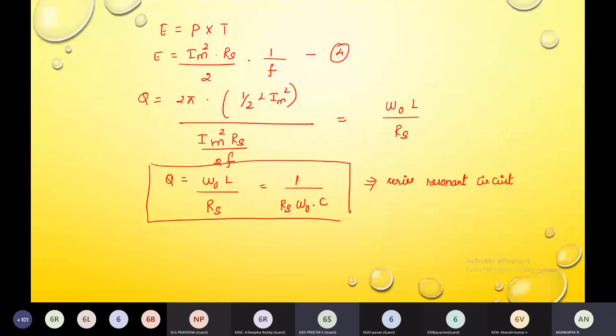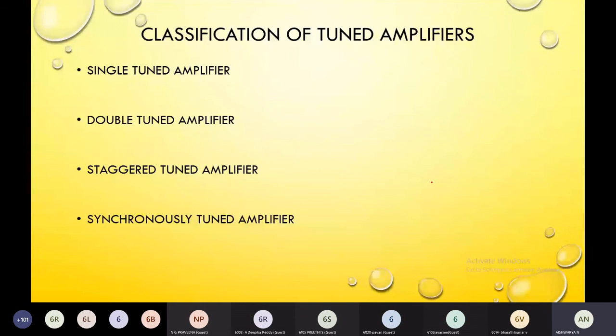Okay. So next we will go for classification of tuned amplifiers. Just I will give an intro, then I will wind up the class. So you have basically 4 types of tuned amplifier. First one is single tuned amplifier. Second one is double tuned amplifier. Third one is staggered tuned. And fourth one is synchronously tuned amplifier.